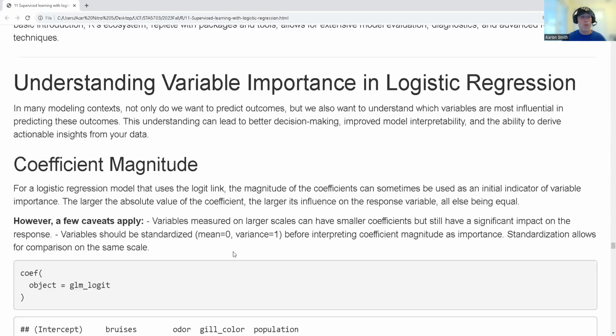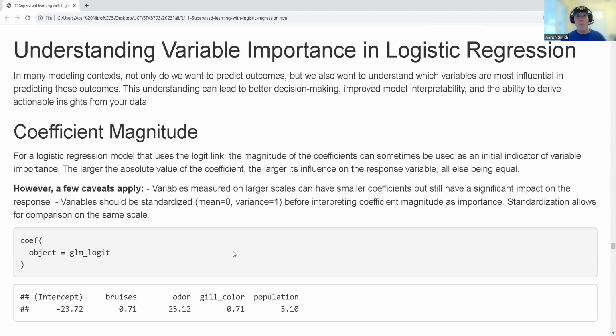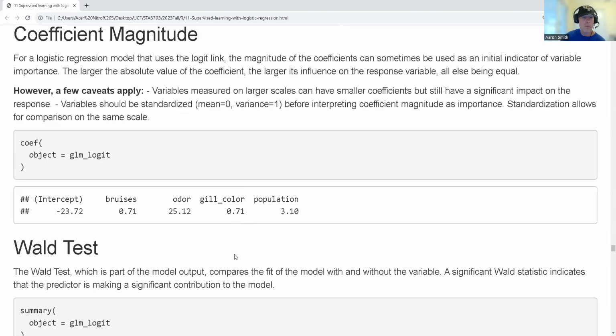Now, variable importance here is going to be the absolute value of those t statistics that we looked at previously in the summary. And that's going to give us a measurement of how important our variable is. It's going to be the absolute value of the t-test statistic. Other models will have different ways of determining what variable importance is.